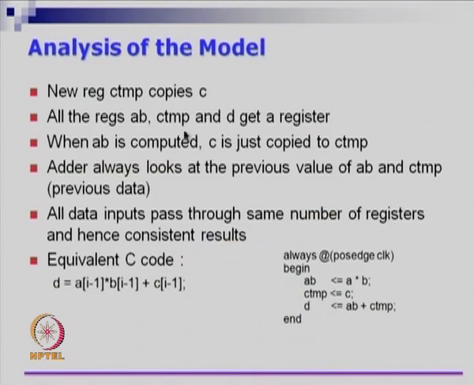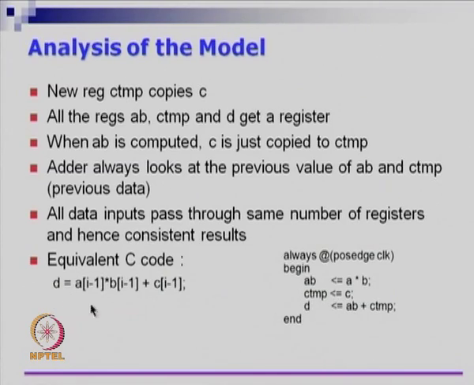So the analysis, again the Verilog code is shown in the bottom right. Analysis of the model shows that the new reg C temp copies C. All the regs A, B, C temp and D get a register, and when AB is computed, C is just copied to C temp, and the adder always looks at the previous value of AB and C temp.